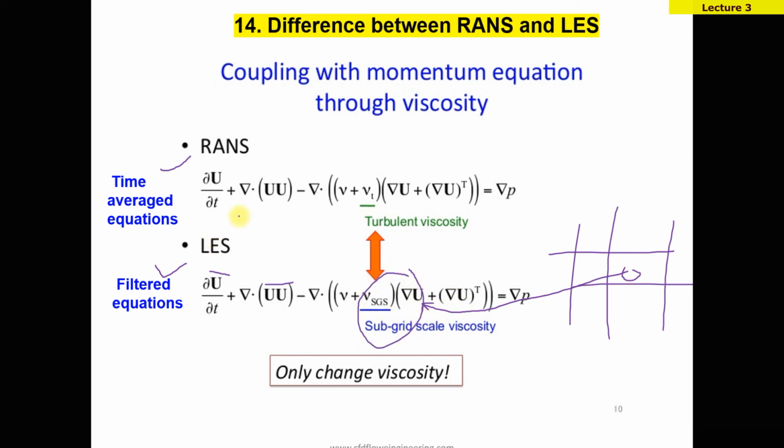The difference between RAS and LES is only in the viscosity. In RAS we are solving for the turbulent viscosity, here it is the subgrid viscosity. Please note, RAS doesn't resolve the full flow. We are calculating only the average velocity quantities everywhere. But in LES, we are solving the fluctuating or filtered quantities over the mesh.